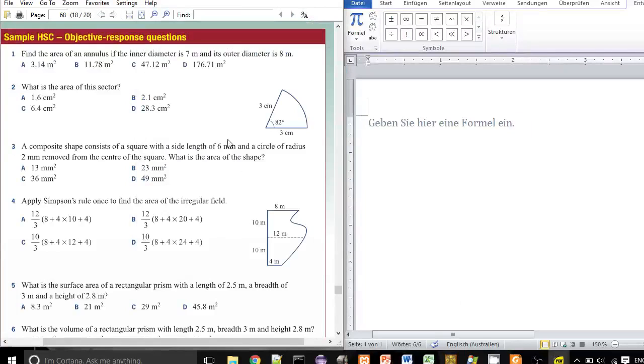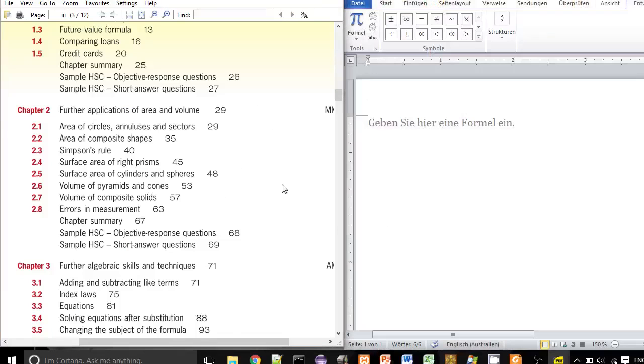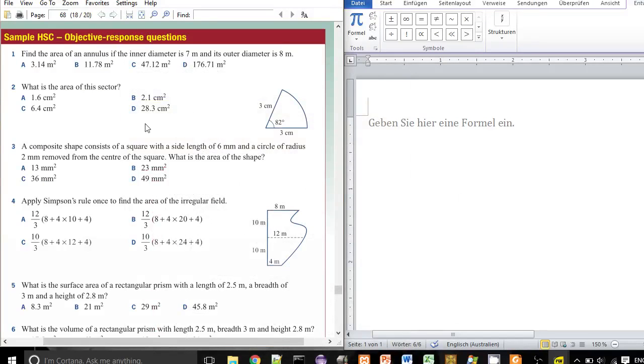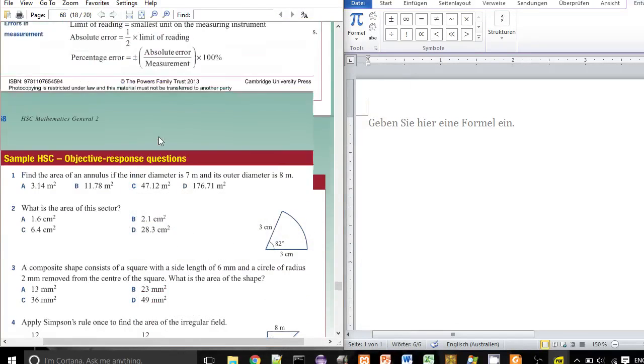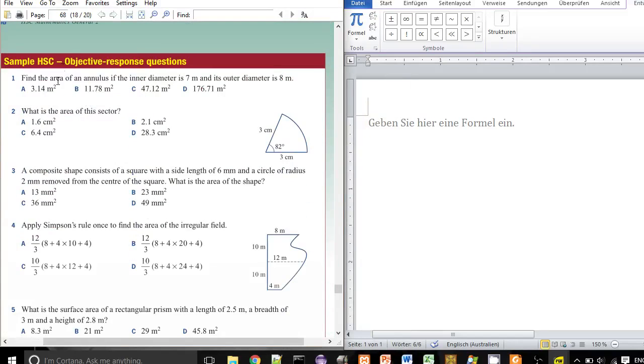Okay, what's up? I thought I'd go through some topics. So this is further applications of area and volume. I'm just going through the questions from the textbook, just the last summary questions.